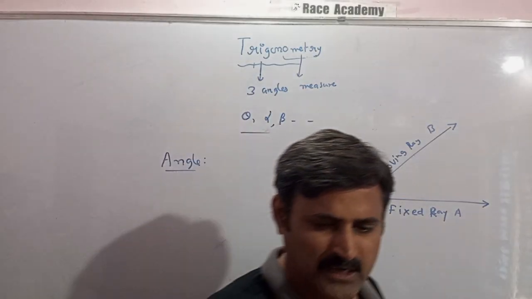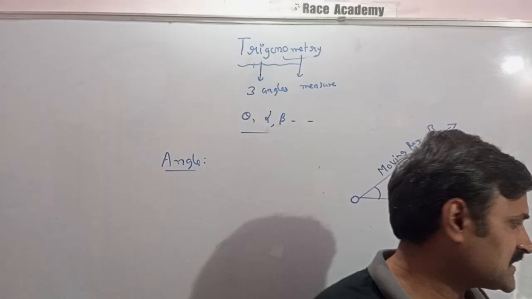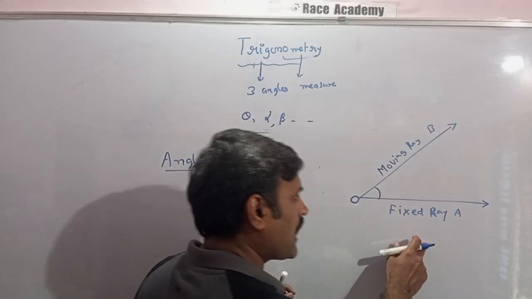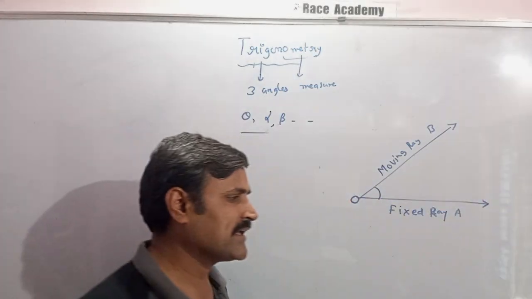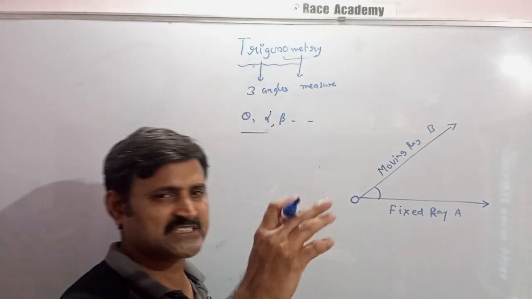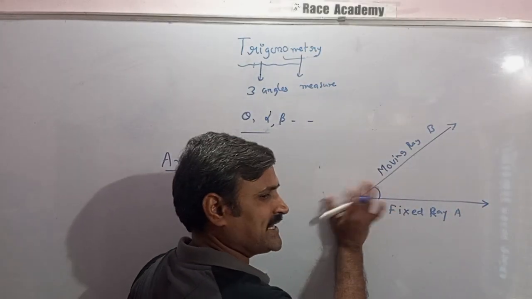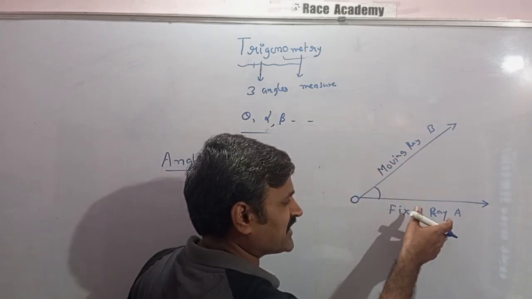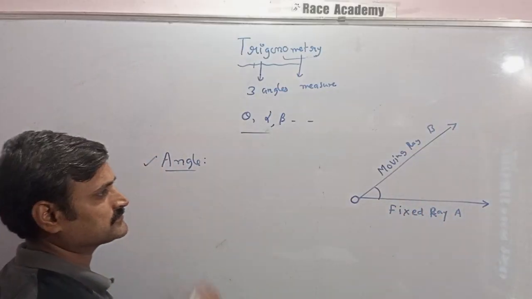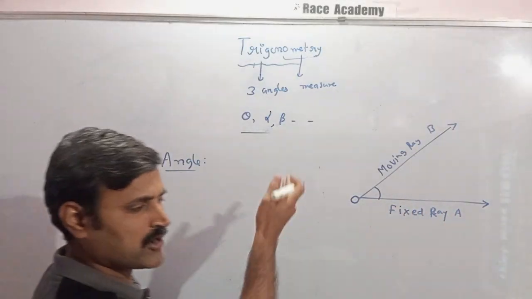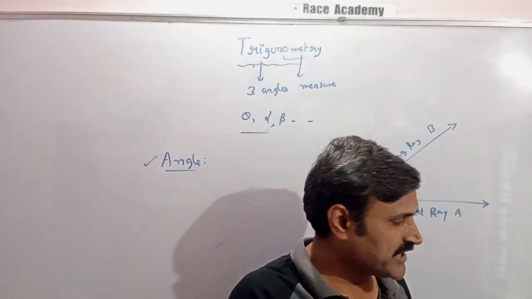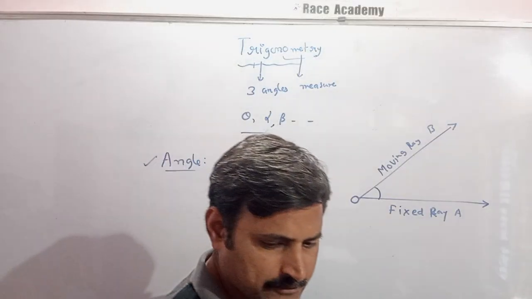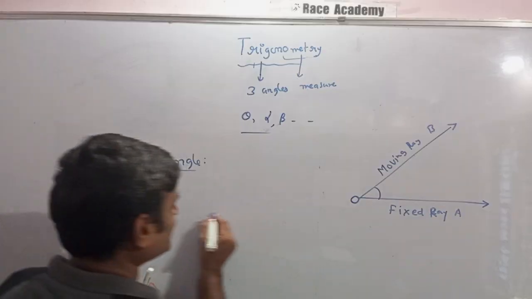From this we can understand that the union of the two rays is an angle, or how much amount of rotation the moving ray makes with reference to the fixed ray. One moving ray rotating through how much angle with reference to the fixed ray is also called an angle. Those angles are theta, alpha, beta, etc. we can consider.